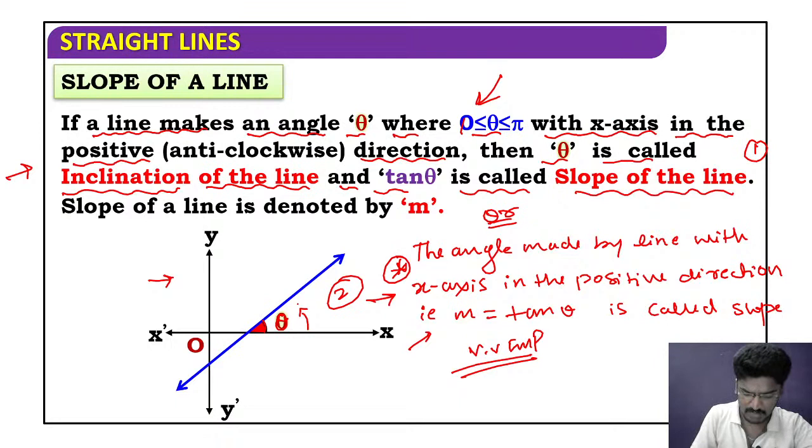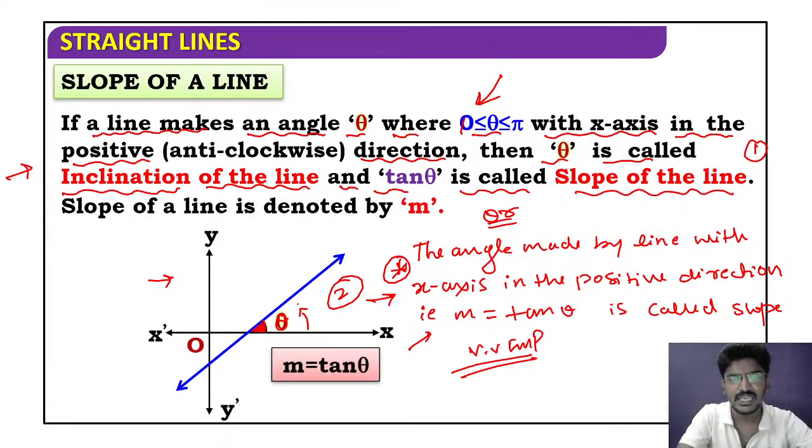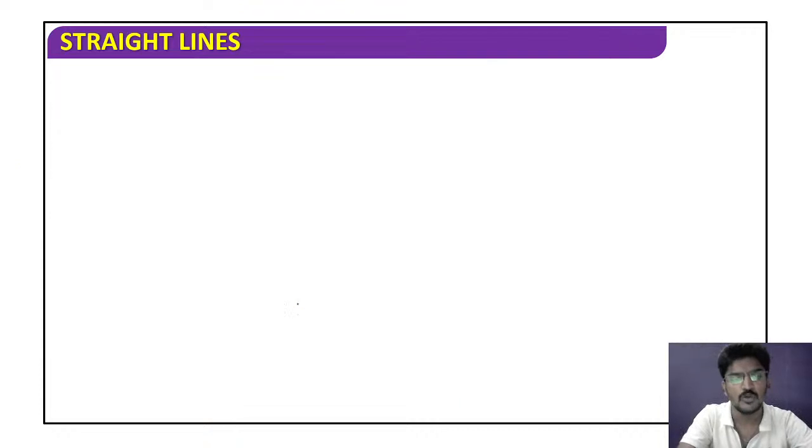Definition of the slope is clear. Have you understood the definition of slope? Quickly tell me. If all of you say yes, I will continue. Otherwise, again I have to clarify your doubts. So if you say yes, then I will continue with the next concept. Very good. Very good. So let us move to the next definition, that is m equal to tan theta is called slope.